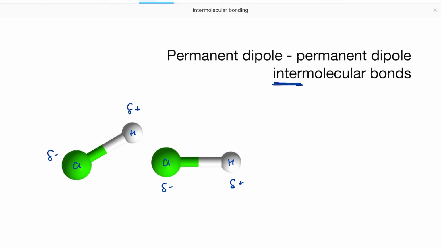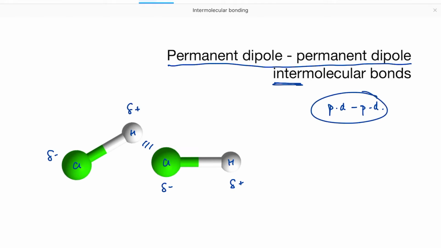And we know that opposites attract, so it makes sense that the delta positive end of one molecule would form an attraction with the delta negative end of another molecule. And this is all that there is to permanent dipole intermolecular bonds. Now, I know that's a bit of a mouthful. When you're writing this in an exam question, you need to use the whole phrase once. Once you've done that, then most mark schemes allow you to abbreviate to PD, but they don't tend to give you credit if you just start off with the abbreviation. You've got to prove that you know what you're talking about.